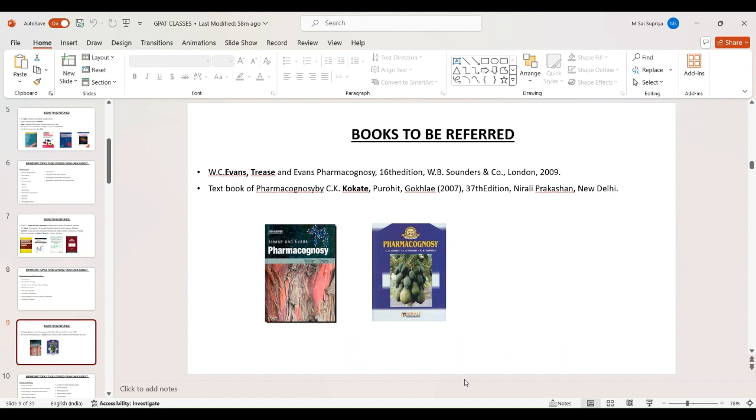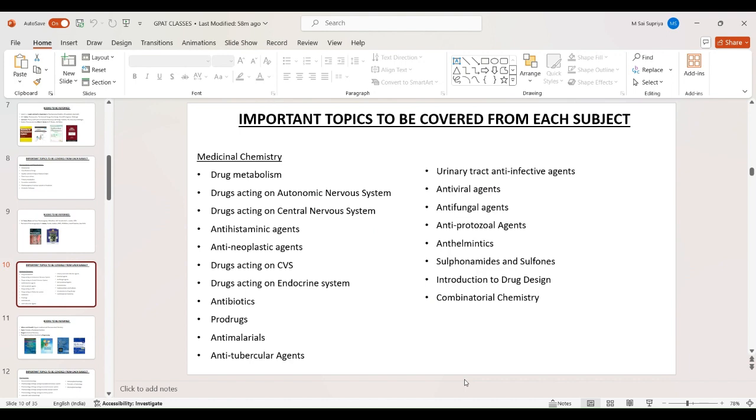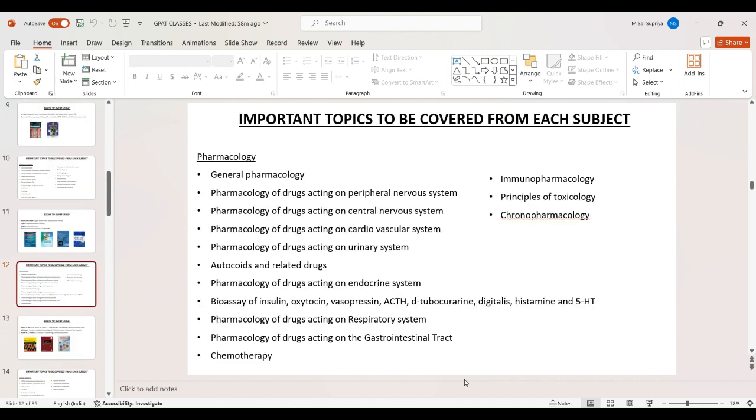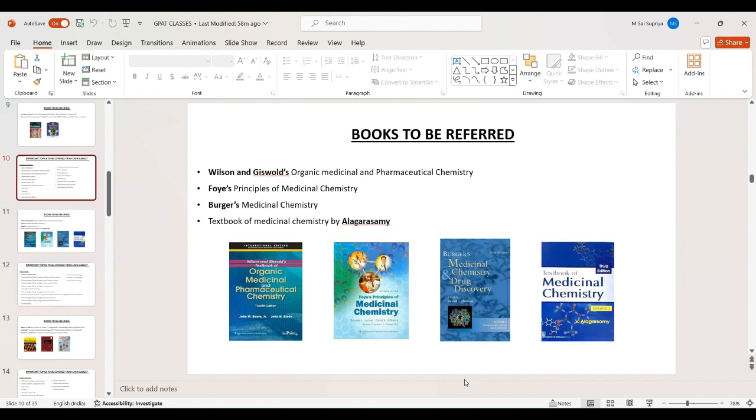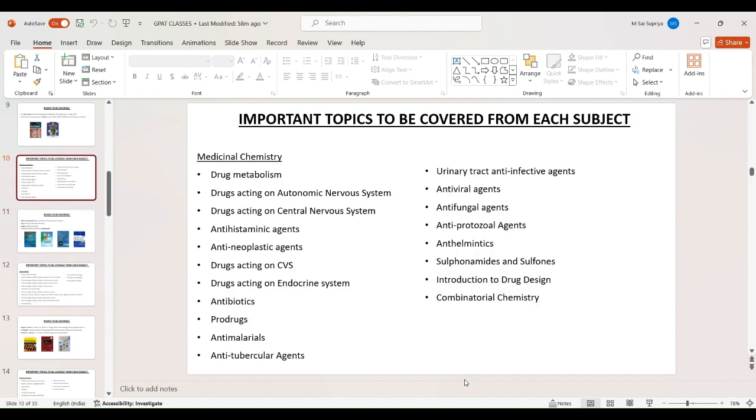Then books to be referred: Kokate, a standard textbook you all know, then Trees and Evans. Medicinal chemistry and pharmacology are to be read combined, I say. If we take the classification of the same drug in both subjects, like antihypertensive agents, both will be almost the same, but a little different, because that is pharmacology, which is mechanism of action based, and this is structure based. So I prefer to read them at a time.